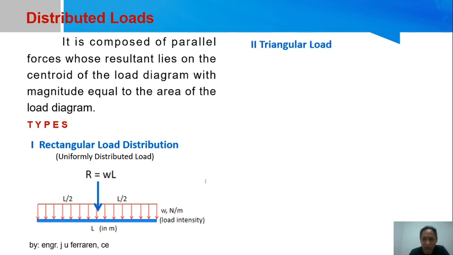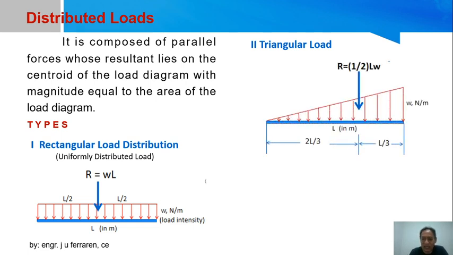Another type of distributed load is triangular in form. What is the area of a triangle? The area of the triangle is length times width, and half of which is the area, or 1/2 of length times width. That is the magnitude of your R. Where is the location of your R? When it is a triangle, from the zero intensity value, the location of R is 2/3. So if you divide this into 3 parts, 2 parts will be used as a distance from the zero load intensity.